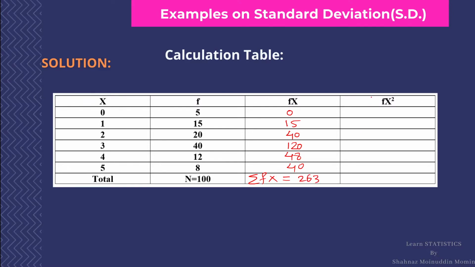Now calculate the column f into x square. This is obtained by multiplying f x by x, meaning 0 into 0, 0, 15 into 1, 15, next 40 into 2, that is 80, 120 into 3, 360, like that 192, and 40 into 5, that is 200. By adding all these values, we get sigma of f into x square is equal to 847.